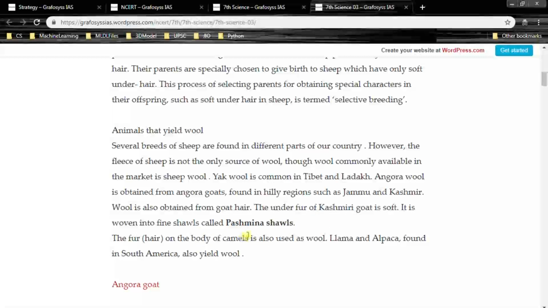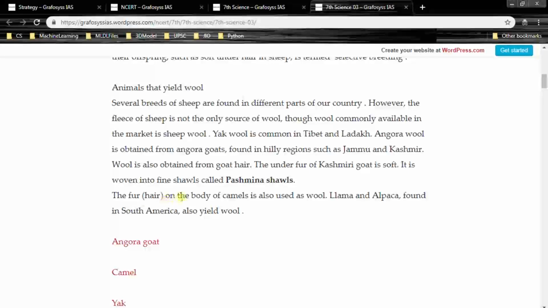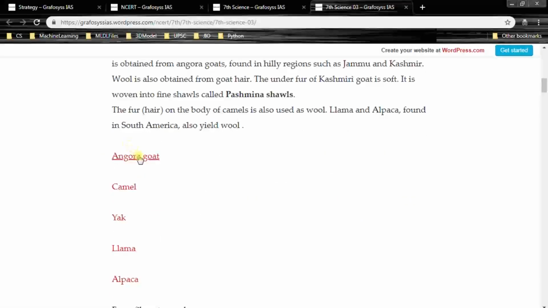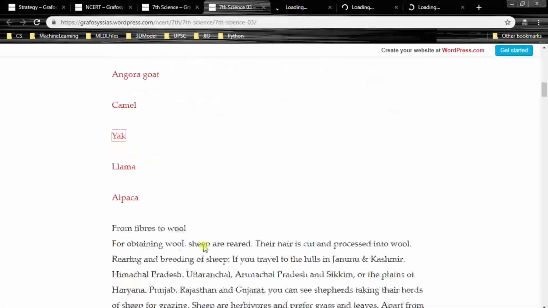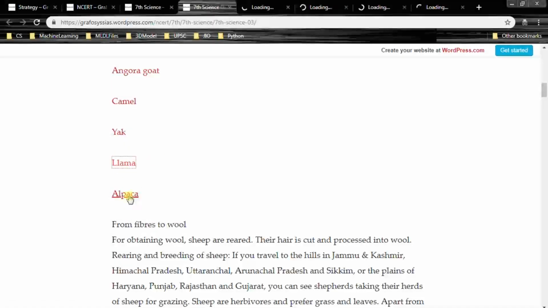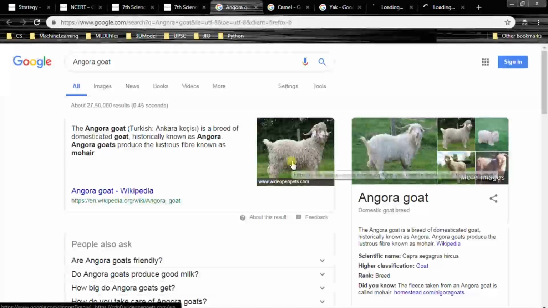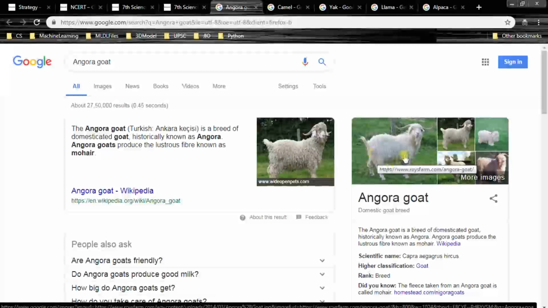So this is pashmina shawl which is from Kashmiri goat, right? The fur on the body of camels is also used as wool. Llama and alpaca found in South America also yield wool. Right. So let's look at different animals so that we get some idea about these animals. So this is Angora goat, right?